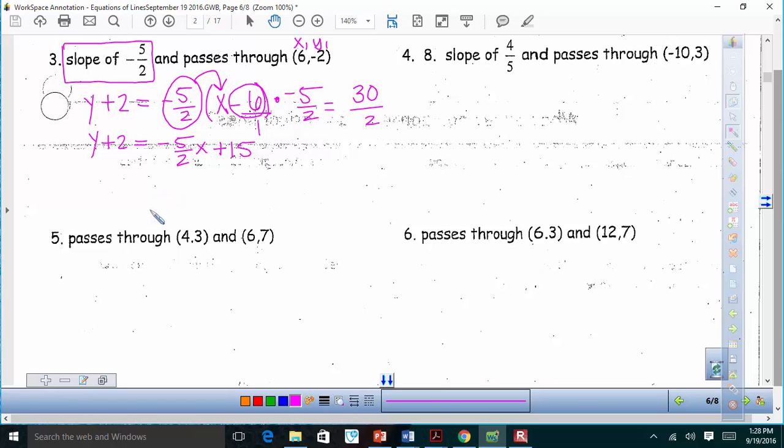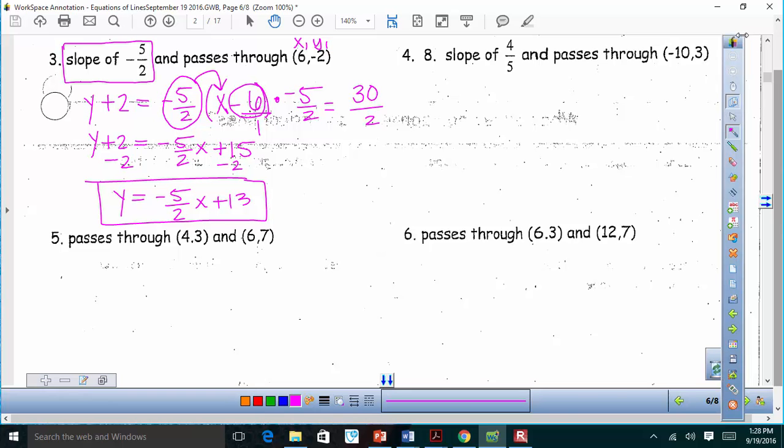Okay, now how do we get y by itself? Subtract 2 from both sides. And that's going to give us y equals negative 5/2x plus 13. Okay, any questions at all? Y'all feel good about this?